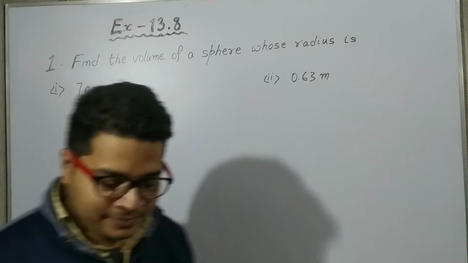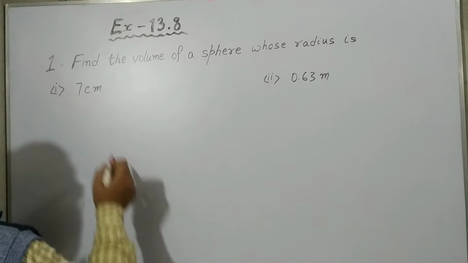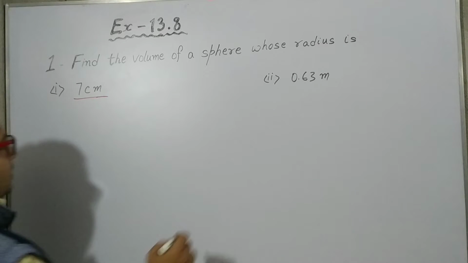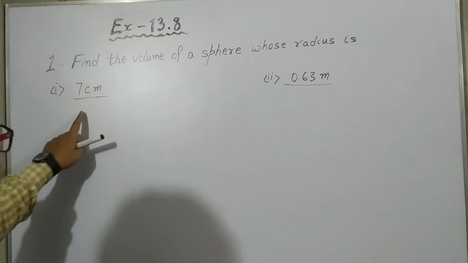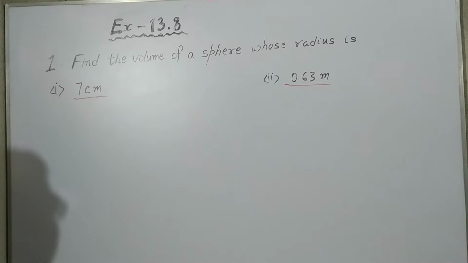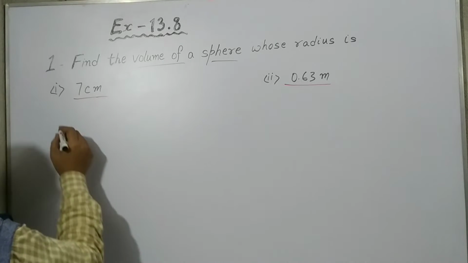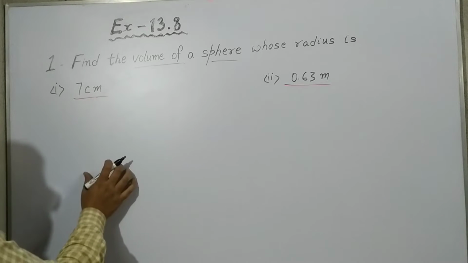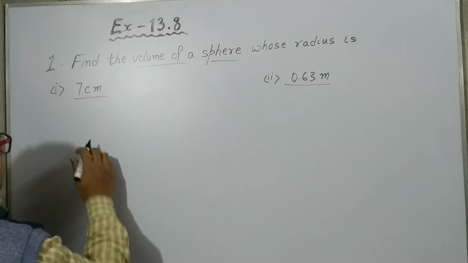So let's start. You can see the first question of the exercise. As I told you, find the volume of a sphere whose radius is part 1, 7 centimeter. The radius is given 7 centimeter. In the second part it is given 0.63 meter. Two radii of two different spheres are given, and in each case you have to find the volume of a sphere. First of all we will start solving the first part of this question, that is the volume of a sphere of radius 7 centimeter.